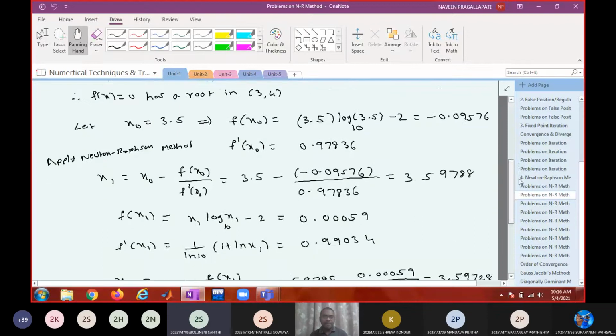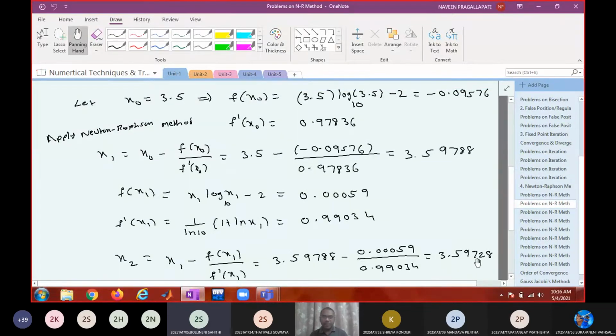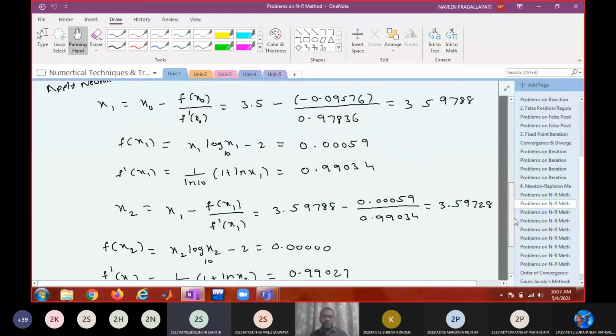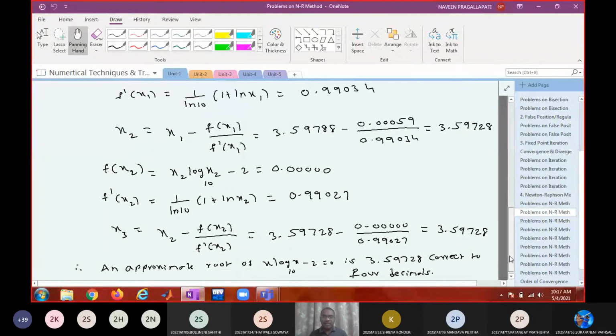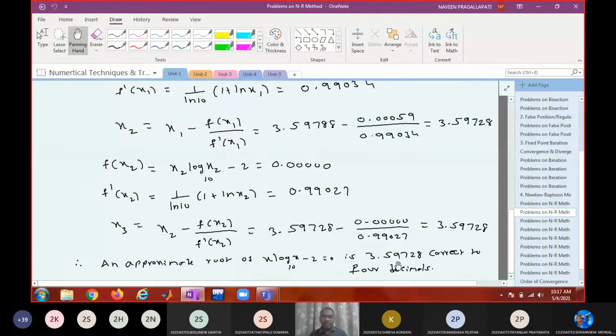3.59728 is there. Can you tell me x3? 3.597285, sir. Again x3 also has the same value. Yes, sir. Okay, so with 4 decimals, you cannot rely on the last decimal. So you can say that it is approximately 3.5978 corrected to 4 decimals. Okay, so the first 4 decimals will be there. So this is the solution.